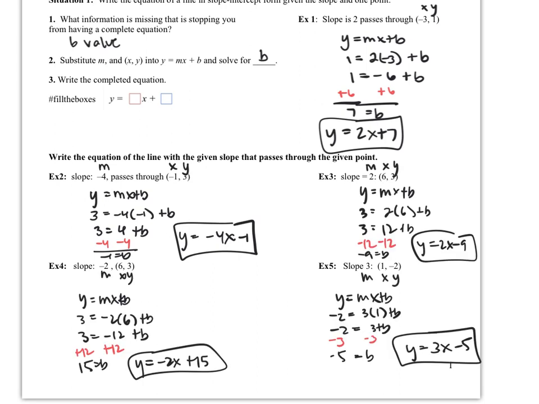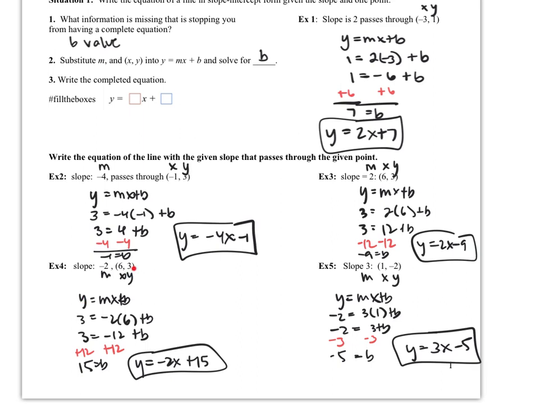So in this first example, I replaced y with 3, m with 2, x with 6, and the b stayed as b. Then I did 2 times 6 was 12, and then to get b by itself, I subtracted 12 from both sides. 3 minus 12 was -9, so that meant my b value was -9, and I knew at the start that my slope was 2, so my final equation was y equals 2x minus 9.